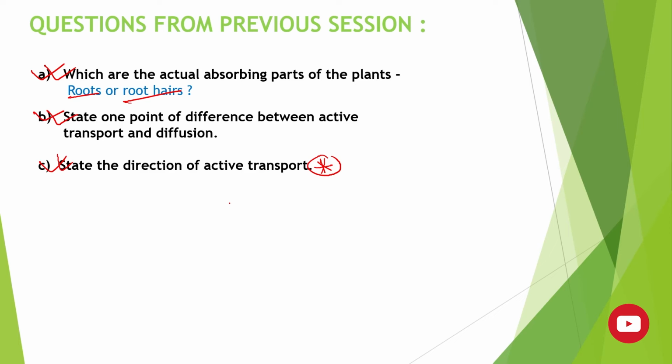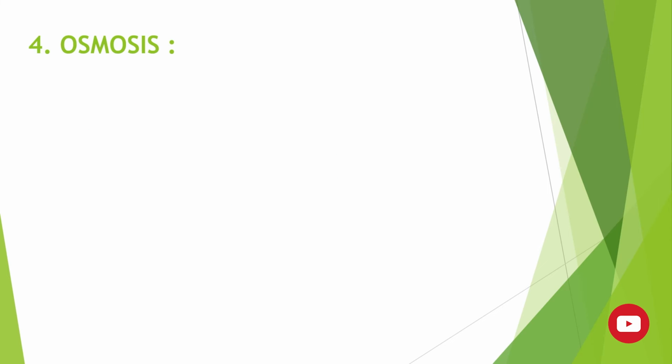Let us start with today's session. We have osmosis today. Osmosis is the fourth process through which roots absorb substances from the ground to complete the process of absorption. So to understand osmosis, let us look at a particular diagram.